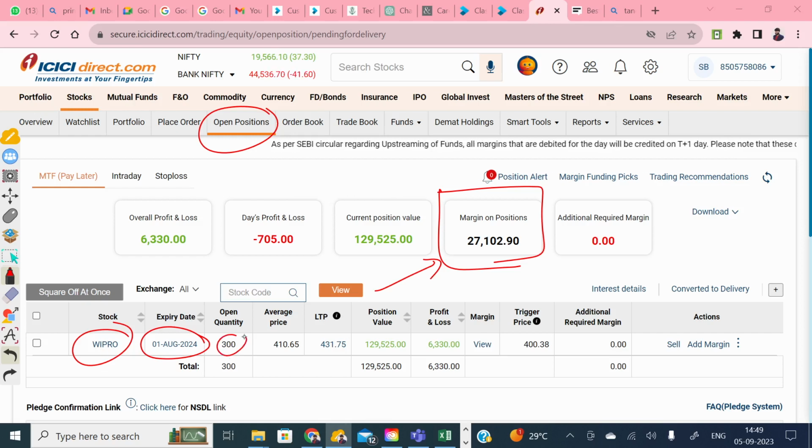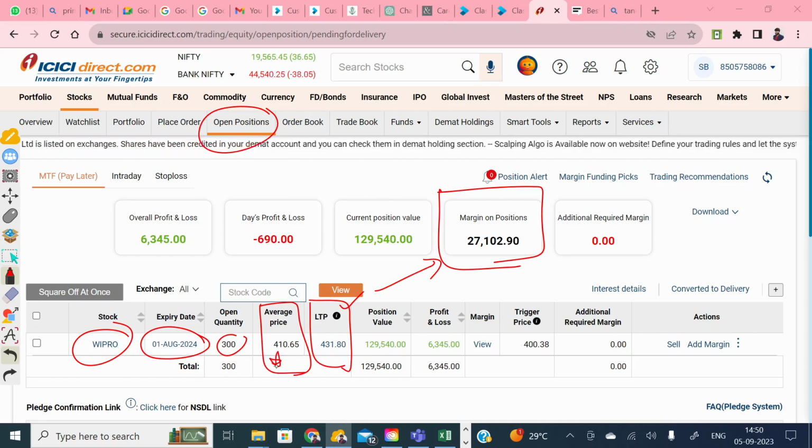I purchased 300 quantities of Wipro stock with an average price, as you can see, of 401, and the last trade price, which is the current price of Wipro securities, is around 431.65. Here my intention was to purchase the securities with the minimum amount. Just calculate 300 quantities into 401, and you will have an idea why this calculation is important.